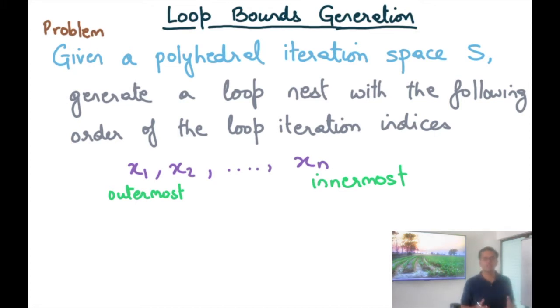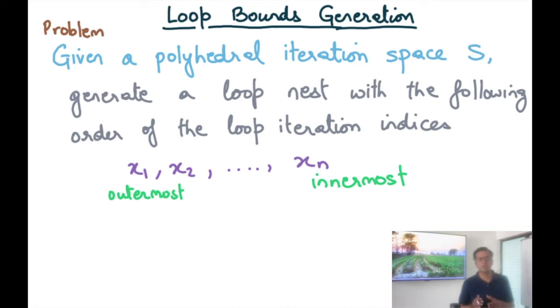Now, the original polyhedron is just a set of inequations. Maybe it is constructed by an original loop nest which had a completely different order of these loop iteration indices. We don't know what that original order was. We don't care what that original order was. It was some arbitrary order of loop iteration indices, and now we have abstracted that order of indices into a polyhedral space, and now we want to redefine the order, and we have chosen our own arbitrary order x1, x2, ..., xn, and we want to represent that polyhedral space in this particular order.